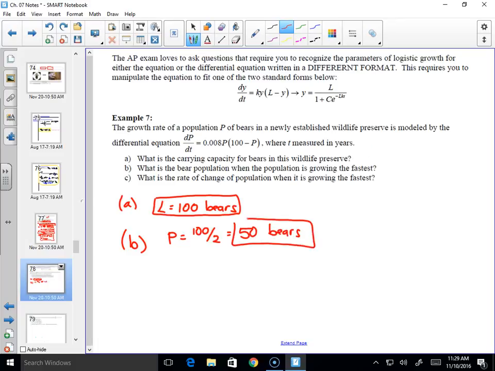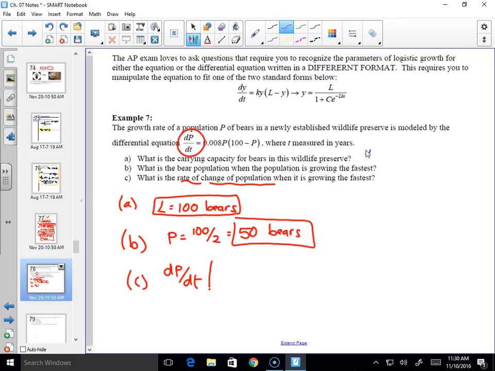Would this be an AP question? It wouldn't be an entire FRQ, but they definitely do ask when the population is growing the fastest with logistic growth. Typically: what is the rate of change of the population when it's growing the fastest? So what's it asking for? They're asking for dP/dt, the rate of change of population. Plug it in. They're not asking for time.